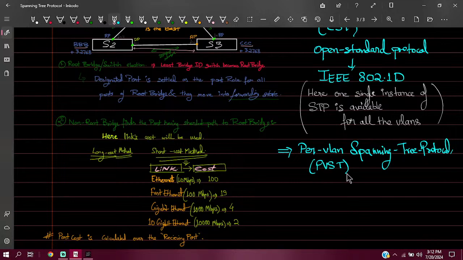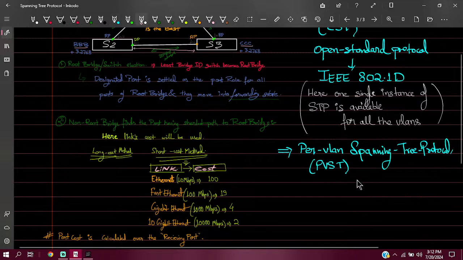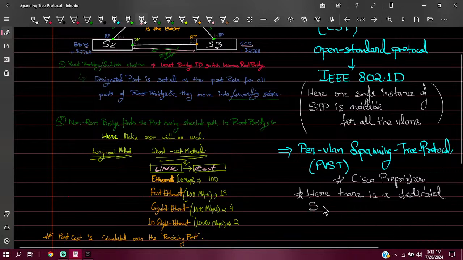One more thing, the specialty of PVST is that this is definitely a Cisco proprietary protocol. Other than that, here there is a dedicated spanning tree instance for every VLAN.